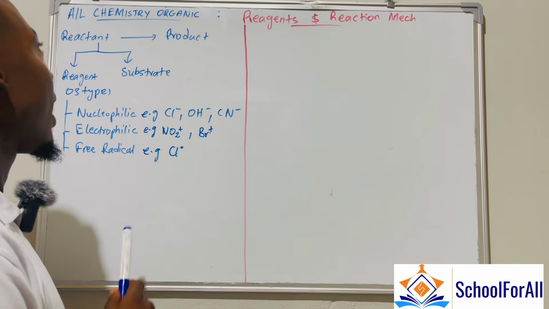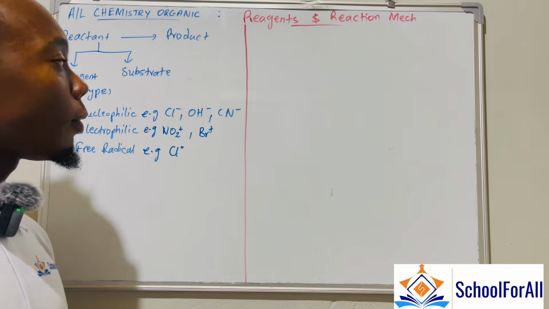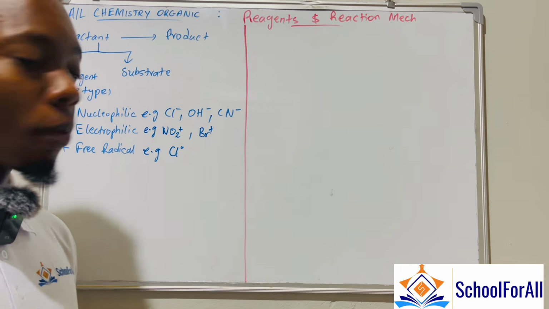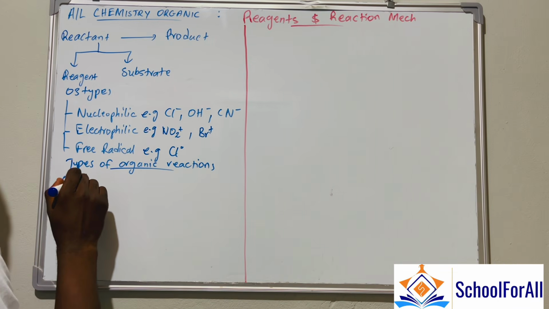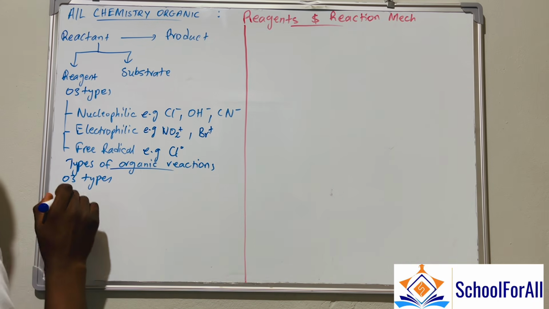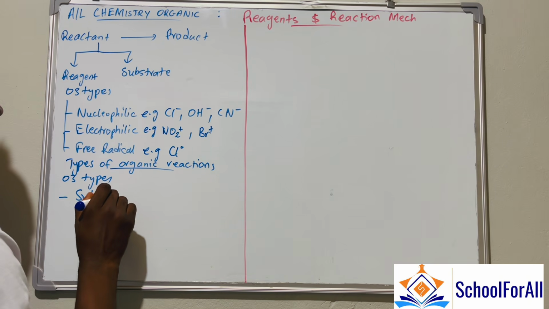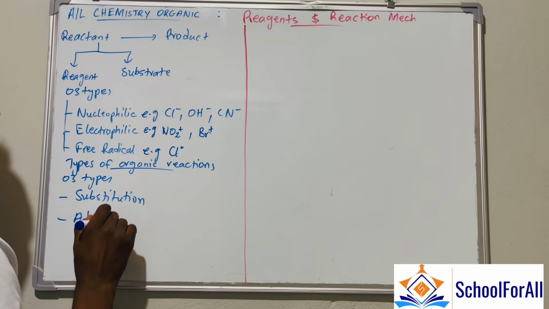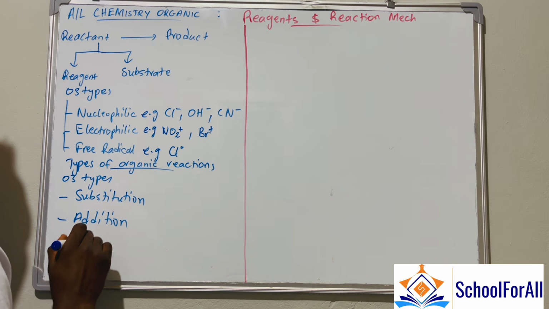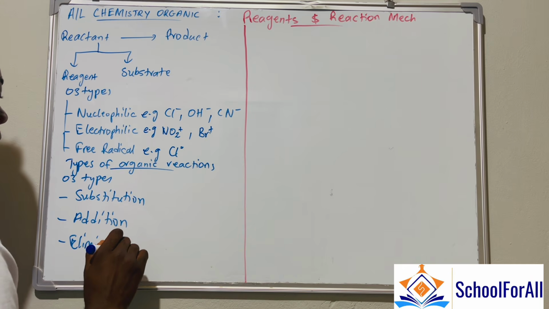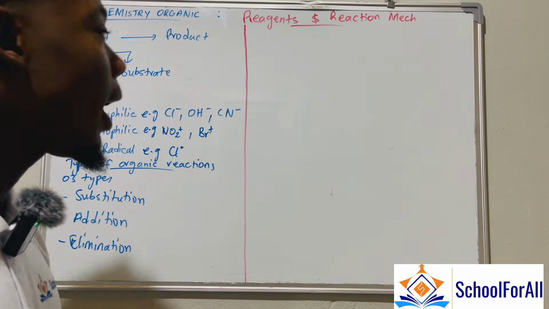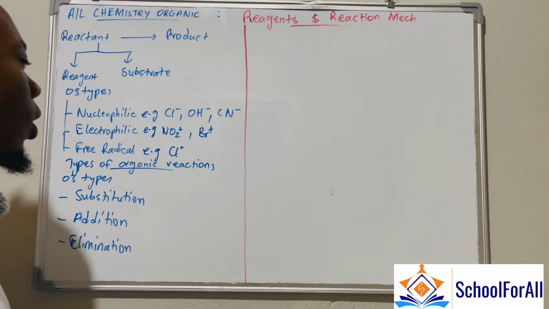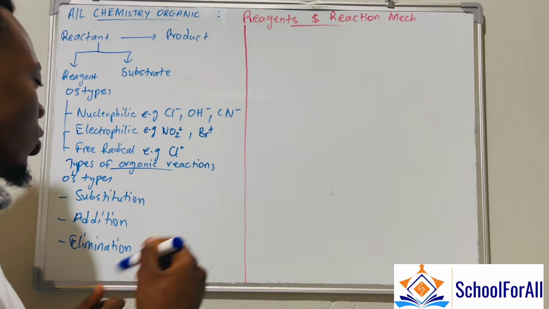As you now know the types of reagents, we are going to discuss the types of organic reactions. There are three types of organic reactions, which are substitution, addition, and lastly elimination reaction. Depending on the type of reagent which is attacking, you are going to have different types of organic reaction which are further subdivided.